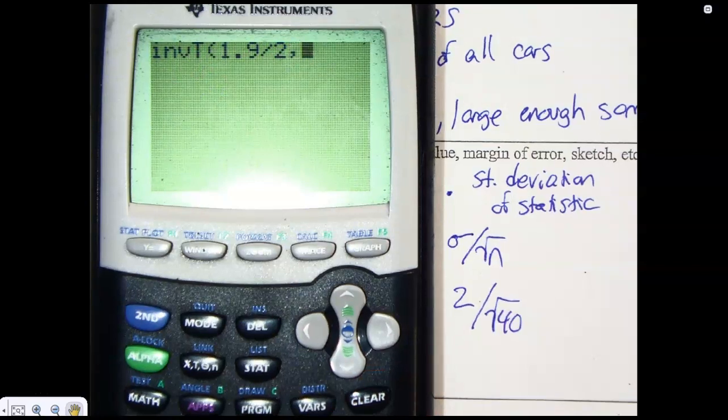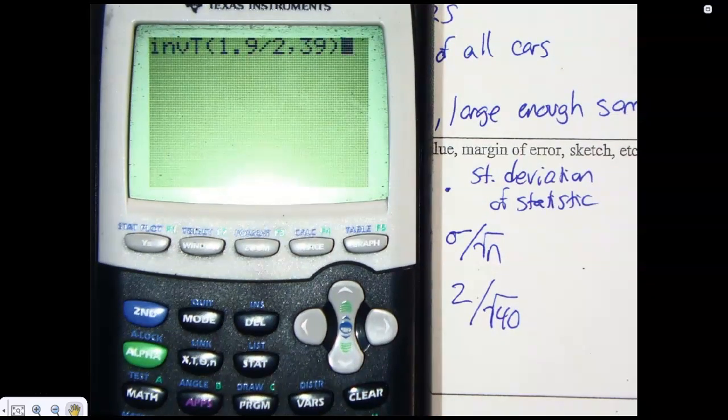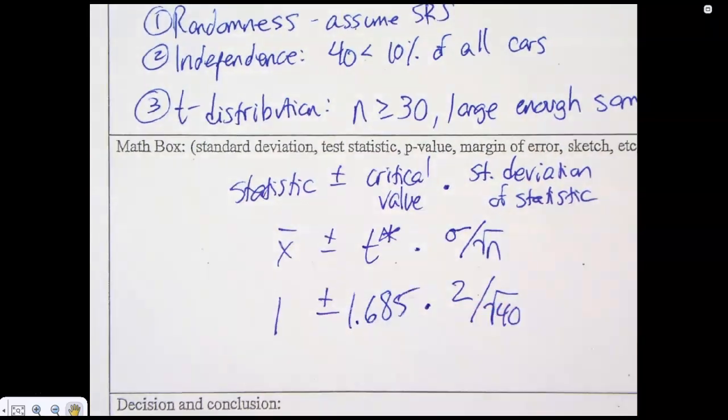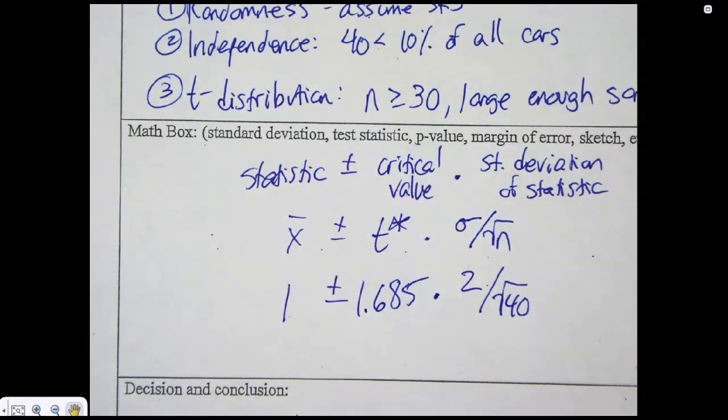And then what you do is put 39 because it's one less than the sample size. You don't need to do this with proportions. You do need to do this with means. Hit enter. So I get 1.685. Did everybody get 1.685? We're all getting that. Calculators are working. Okay.